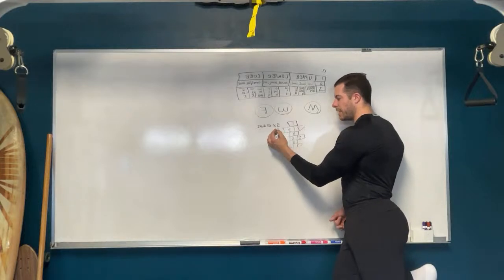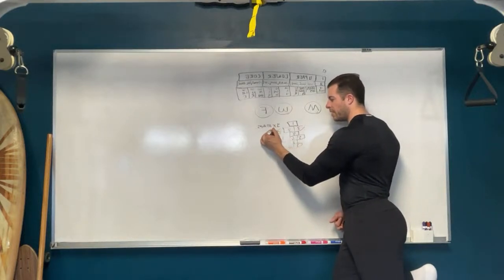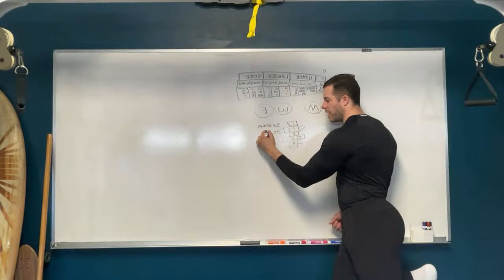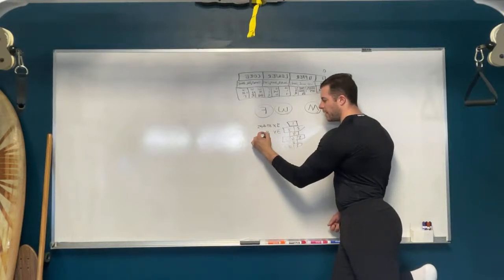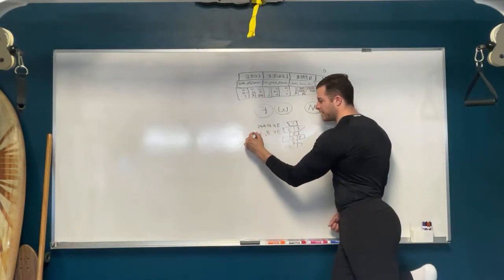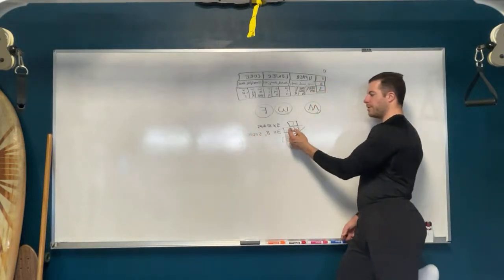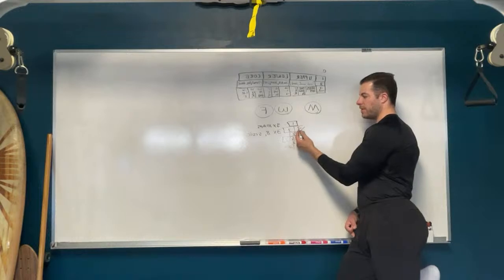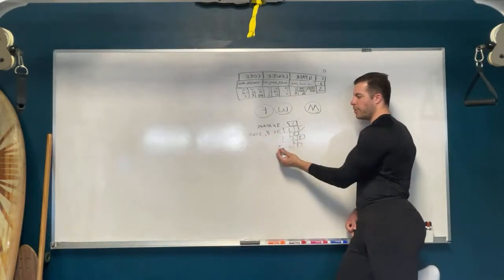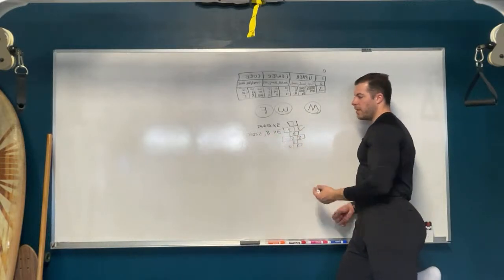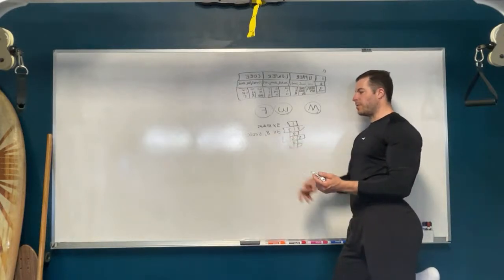Okay, this could be anything from 3 by 8 and let's say 5 each side. Let's just say you're doing a 1-arm row and you're doing a deadlift. So you do a deadlift for 8 and then a 1-arm row, 5 on each side. Okay, so you're getting 10 reps here, 8 total reps here.